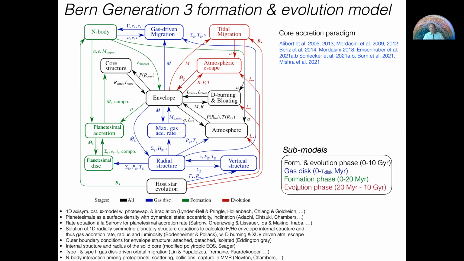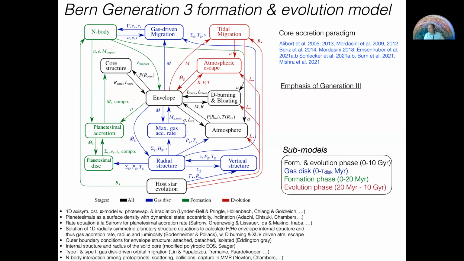And during the evolution phase, from 20 million years to 10 gigayears, we then evolve each planet individually. In the formation phase, they can interact gravitationally, they can scatter, they can collide. But then we assume that for each planet the orbit is fixed, and they only evolve through effects like tidal migration to the star, and the mass can still change via atmospheric escape.